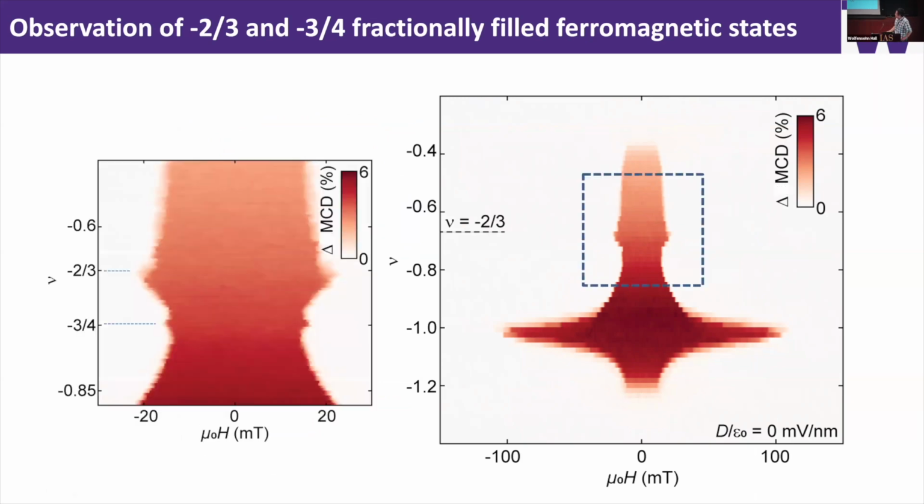Zooming in near filling factor minus 2/3, actually there's a small feature at minus 3/4 filling. And this small feature is highly position dependent. So sometimes we see it, sometimes we don't. What it means is, to form such a 3/4 filling state, we need really high quality samples. And at this point, we still don't know what this state is. We know it's a ferromagnetic state, but other than that, we don't know much about it.